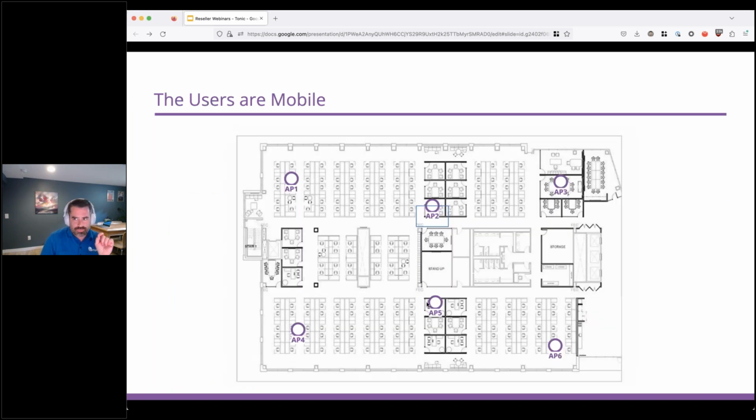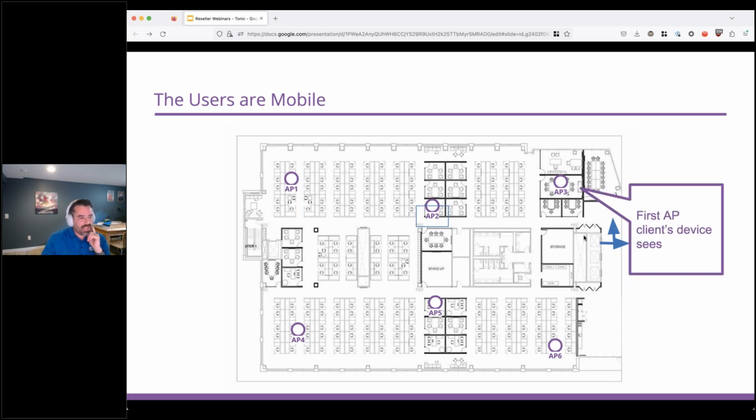All right, so we're going to talk about a Wi-Fi issue in an environment. Now, users are mobile. That's the whole point of Wi-Fi. It allows you to take a laptop or a smartphone wherever you go. Okay, so a user gets out of the elevator, and the first access point he sees is this one, the conference room access point, right? Except the conference room is right next to the elevator, so his device connects to it first.